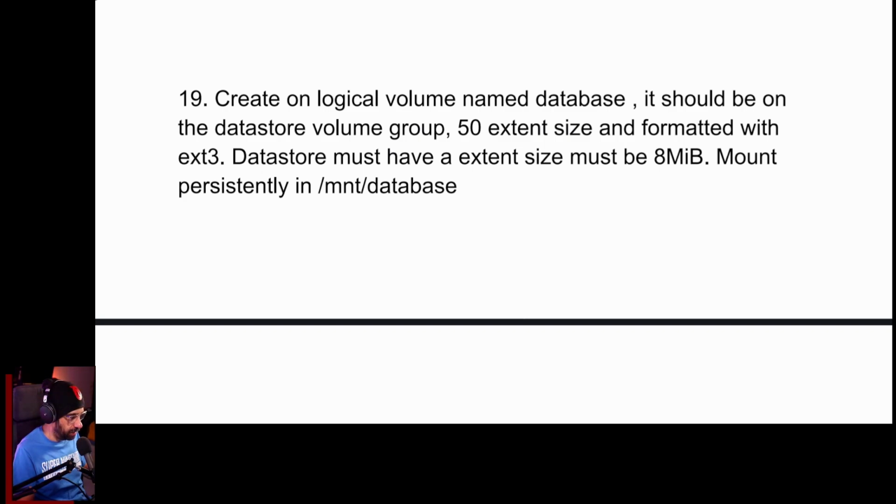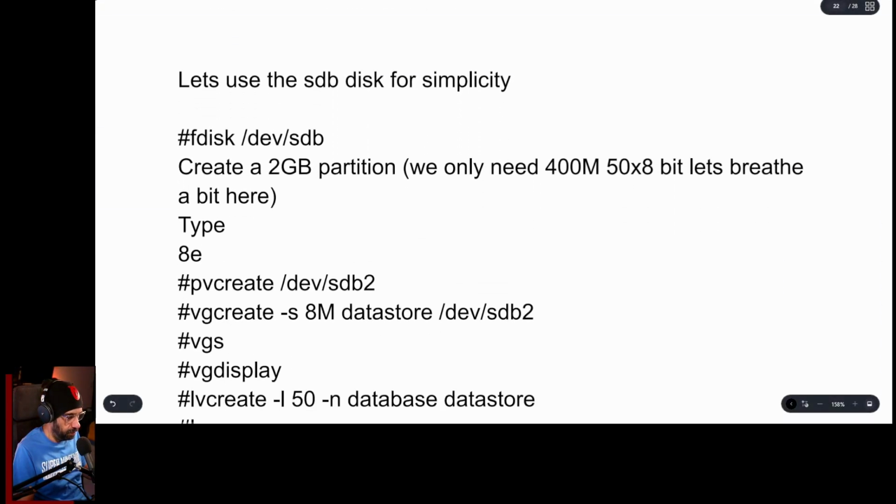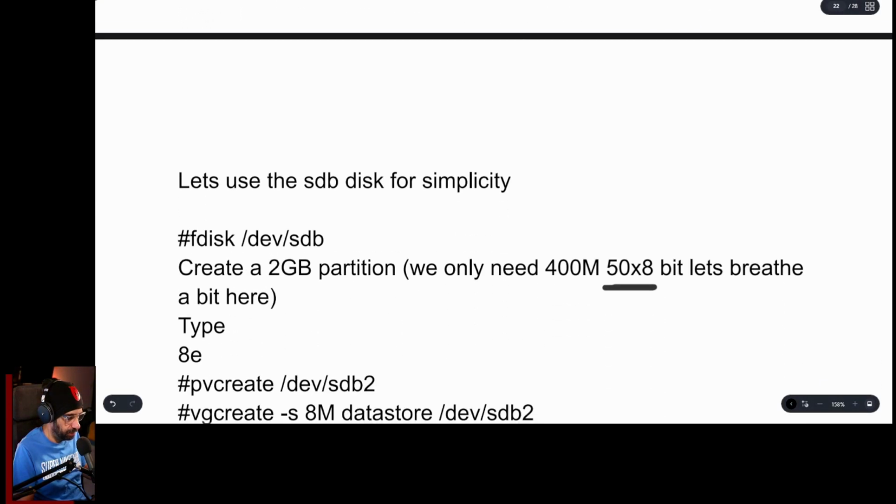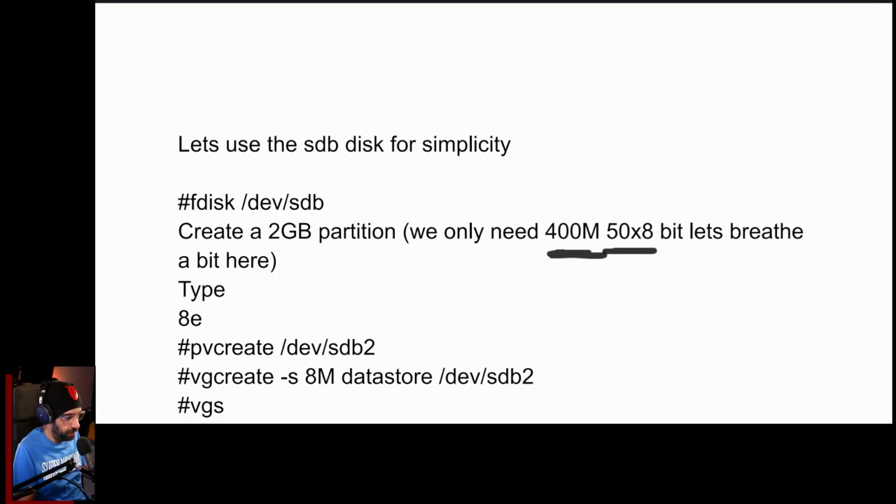Okay. So the datastore, which is the volume group, needs 50 extents, and the extent size needs to be 8 megabytes, which means we will do the math in a few seconds. Mount persistently on the /mnt/database mount point. So the math is, if you do 50 times 8, you get 400 megabytes. In theory, a 400 megabyte partition should be good enough, but then you are cutting things very short. Let's give ourselves some headroom and breathing room and make it bigger. I'm going to suggest 2 gigabytes, which is fine to house 400 megabytes.